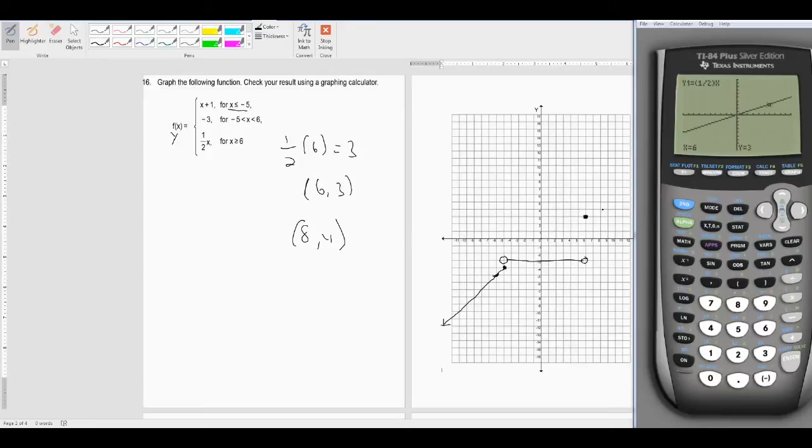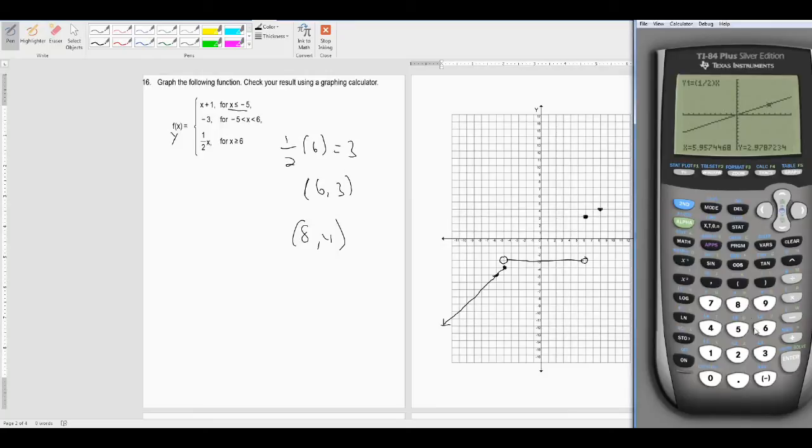8, 4, which would be that point, because I like to be pretty accurate. Once again, you can go to your table, and since this domain restriction is x equals 6, I need to look at every number bigger than 6. I don't want to use a fraction. I could though, or decimal. Let's just use 8, 4, and then notice greater than means everything that way.